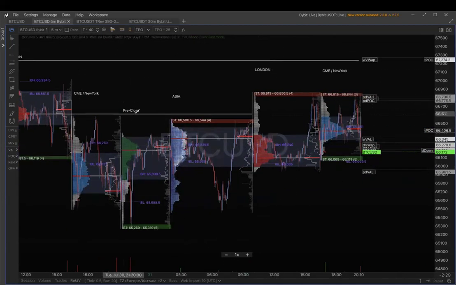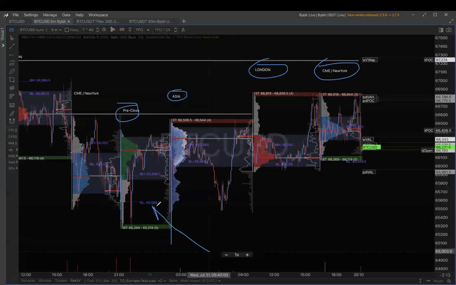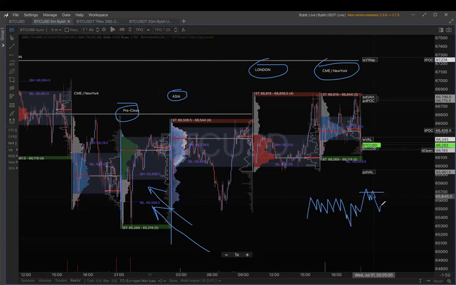The names of these sessions are: first of all, I consider the day to start around pre-close. Then we have the Asia session, then the London session, then CME/New York, the American session. The pre-close session is the worst one. You don't want to be trading it, because Forex markets and indices are closed around this session, and if you're trading BTC, it's going to have more rebalancing of positions, just longs closing, shorts opening, shorts closing from a prior session, like Asia or London.